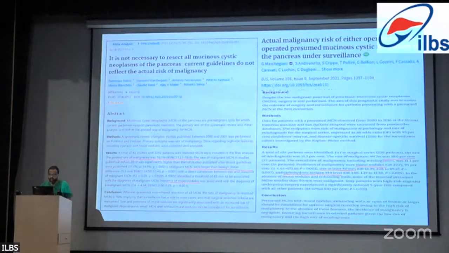The second study by Machigiani was published in the British Journal of Surgery in 2021, which also showed similar malignancy rates of around 10.9%. The predictors of malignancy were mural nodules, size of at least 5 centimeters, and elevated CA19-9 levels.